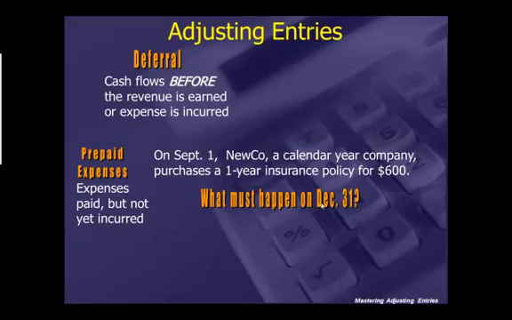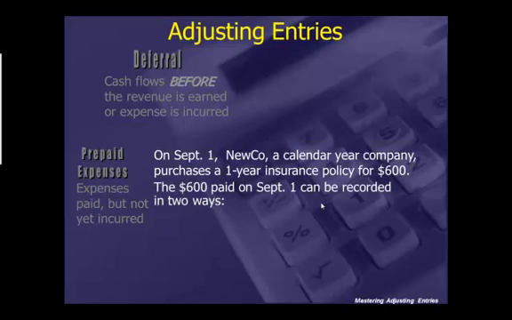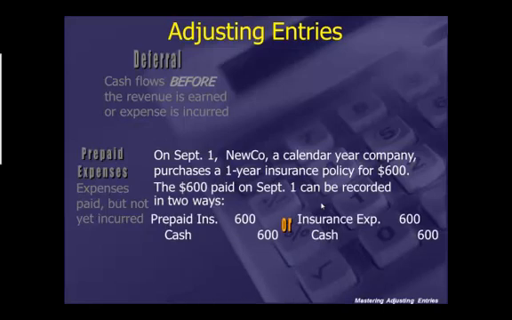A 1-year insurance policy for $600 can be recorded in two ways. We can set this up as a prepaid insurance account, that's an asset, of $600 and a credit to cash, or we can record it directly to insurance expense for $600 and a credit to cash.